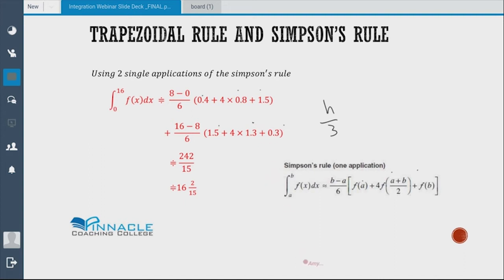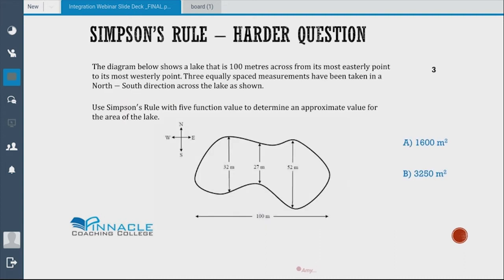All right, so last one on Simpson's rule. Have a read of the question. This type is probably one of the harder types where you have to extract and observe the values from the diagram itself. I'll give you guys a couple of minutes to attempt that, see if you can get to the answer.